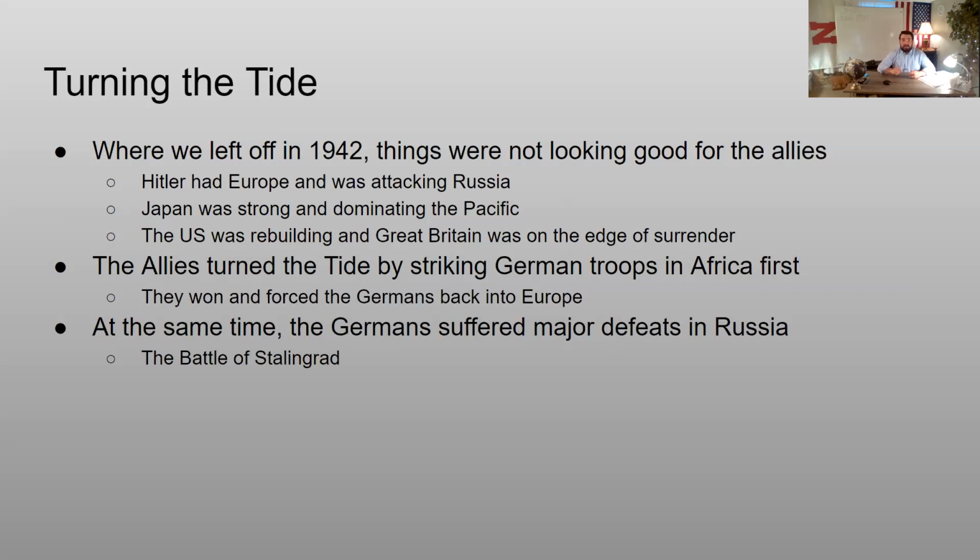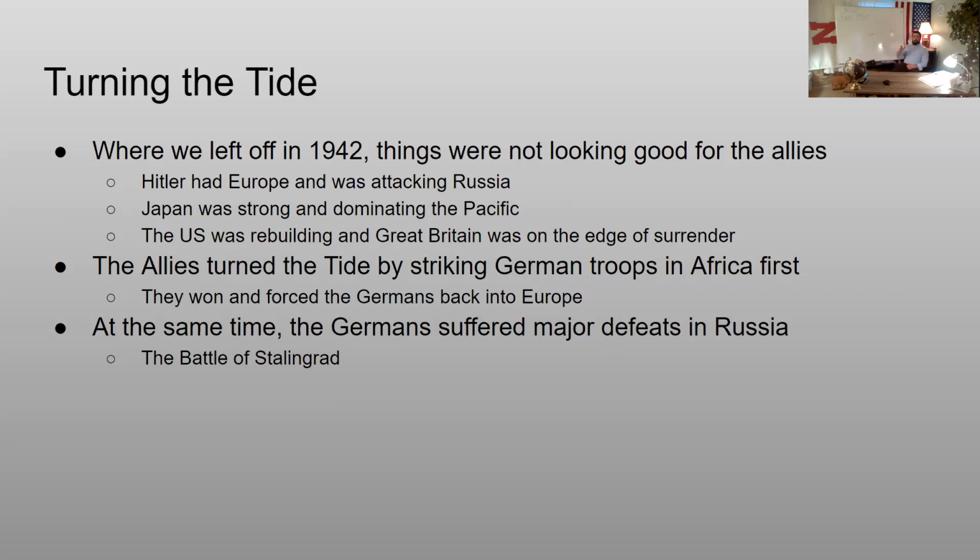And so the Allies decide to attack the German troops in Africa. They win. They push the German troops out of Africa back into Europe. And then at the same time, on the other side of Germany, the Germans are starting to suffer some major defeats in Russia. Remember, the Germans had attacked Russia. Remember, guys, Germany sits in Europe right in the middle. On one side, you have France. On the other side, you have Russia.